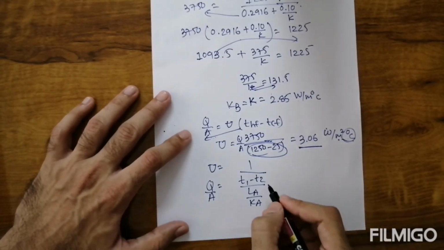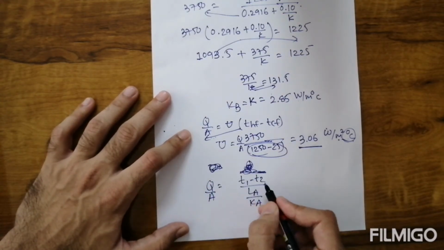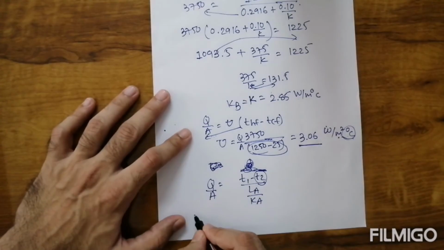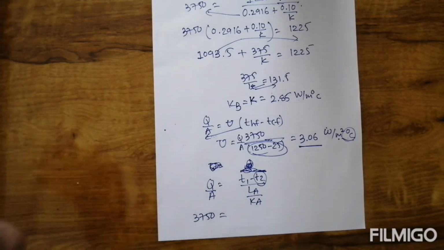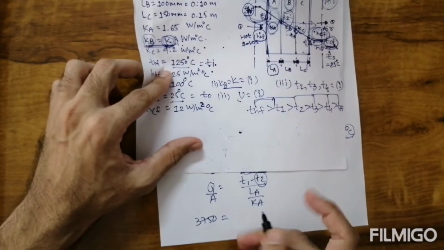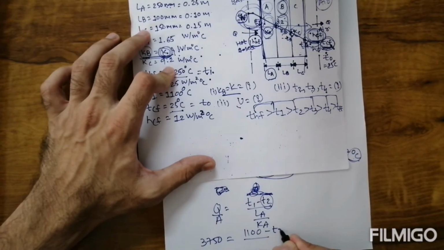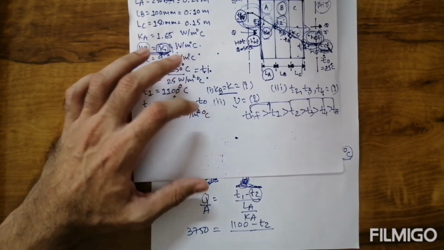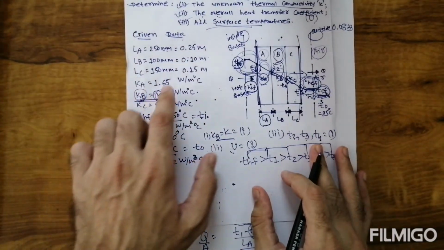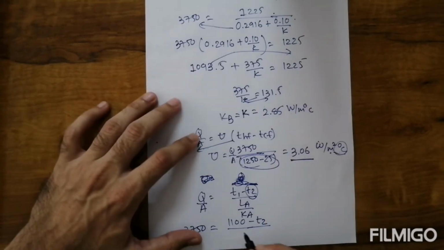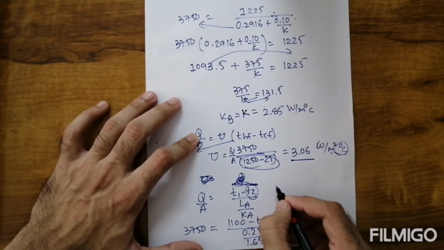Okay, now in this equation we are just finding out the value of T2. Q by A is 3750, already found. T1 is already given, 1100, so 1100 minus T2, which is unknown. Then LA by KA: LA is 0.25 and KA is 1.65, so 0.25 divided by 1.65. Now from that equation we can find out T2.